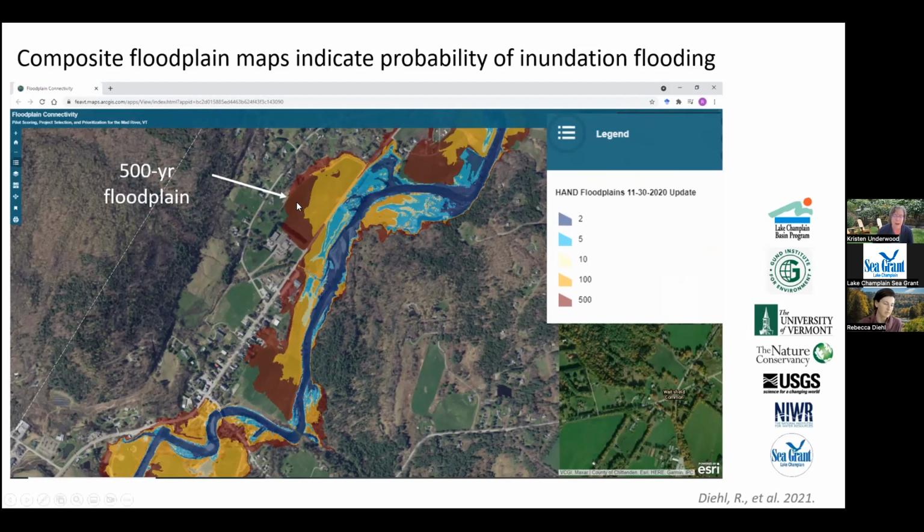We're using these maps to estimate the value of infrastructure exposed to inundation flooding hazards. And as Rebecca will talk about in a little bit, the relative inundation frequencies on these floodplain maps can be used to evaluate the sediment and phosphorus storage capacity and identify opportunities to increase the retention of nutrients in floodplains and wetlands.